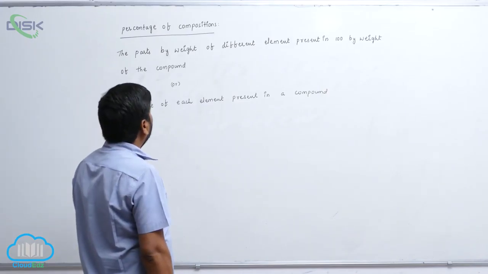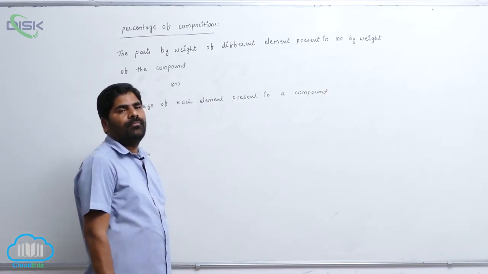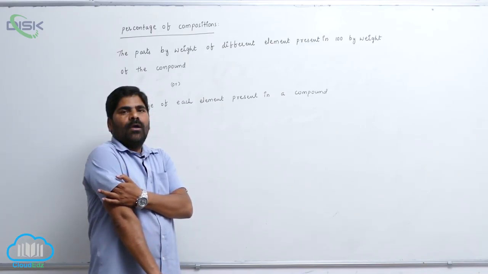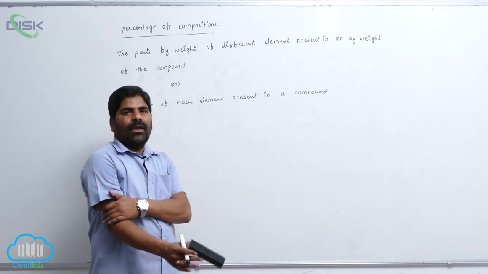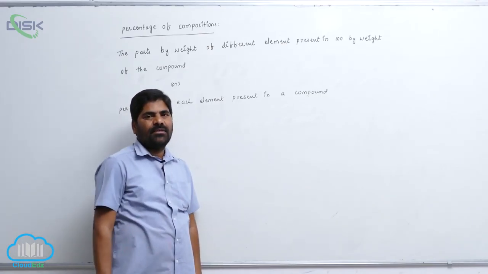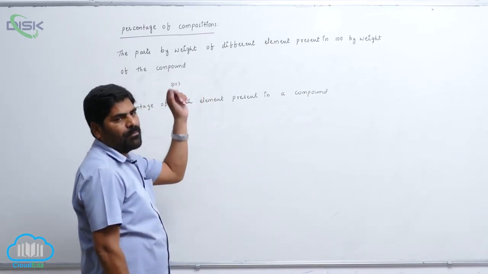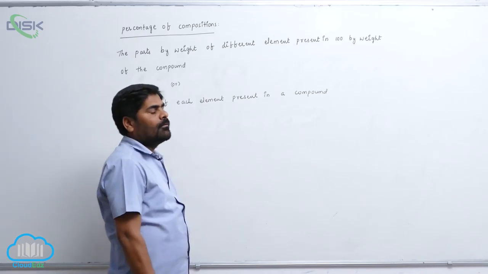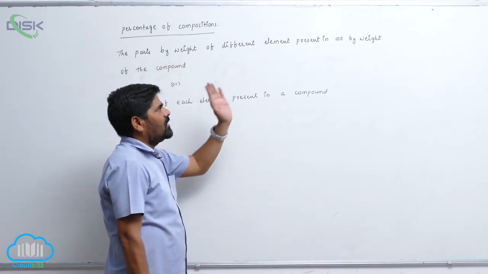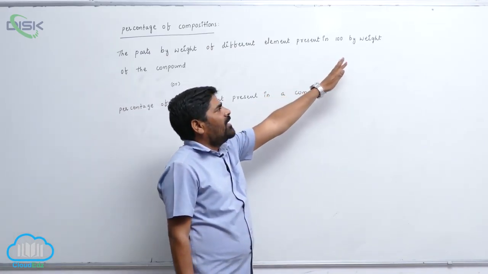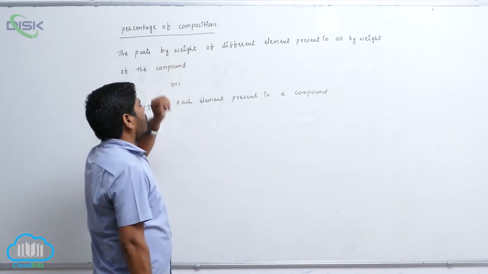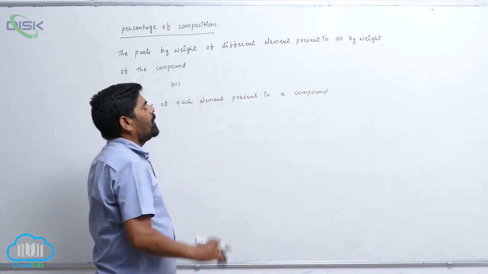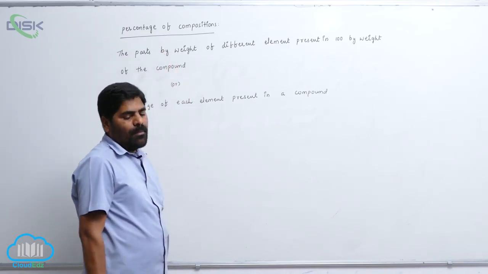means how many parts of an element atom present in a particular compound by weight is known as percentage of composition. So therefore, the parts by weight of different elements present in 100 parts by weight of the compound is known as percentage of composition, or percentage of each element present in a compound is also called percentage of composition.